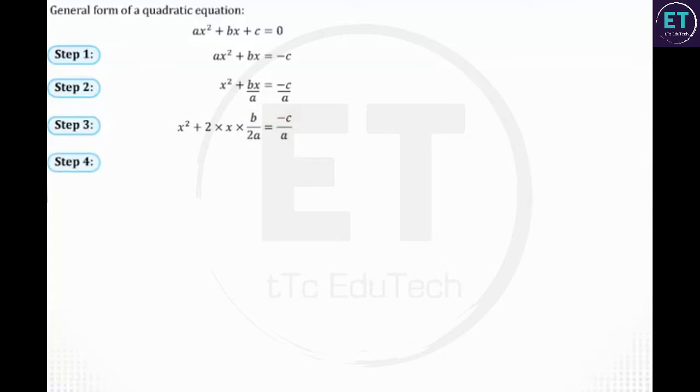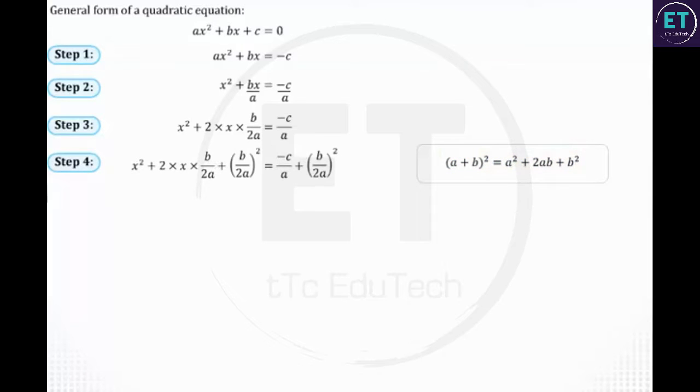Step 4. You need to convert the equation into the form of the identity a plus b whole squared is equal to a squared plus 2ab plus b squared. To do this, add b divided by 2 times a, whole squared, on both sides. Now you have x squared plus product of 2x and b divided by 2 times a, plus b divided by 2 times a whole squared, is equal to minus c divided by a plus b divided by 2 times a whole squared.